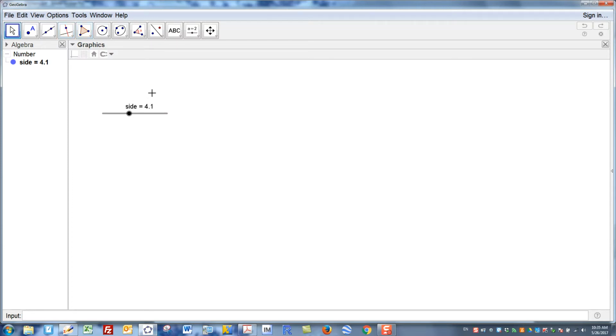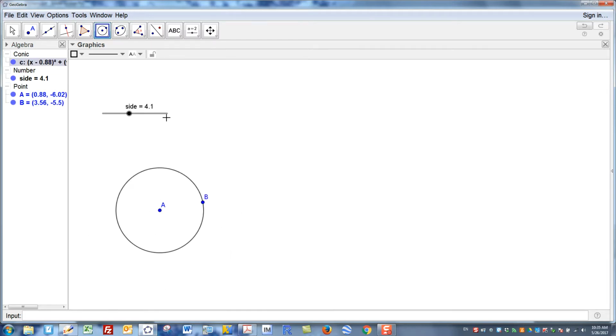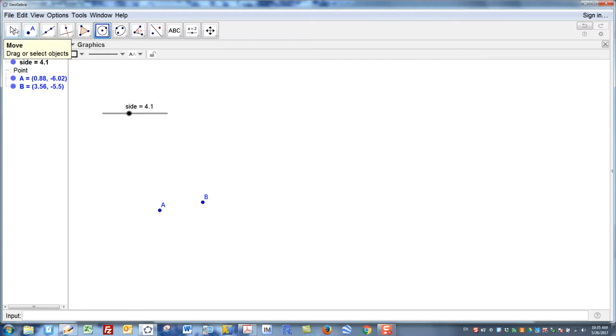So let's think about how we could build a rhombus. One way you could do a rhombus is you could start with a circle, right? But it might be nice if the circle was controlled by the side length of the rhombus. So I'm going to go ahead and get rid of the circle I drew. I'll click on each one of these and delete them.